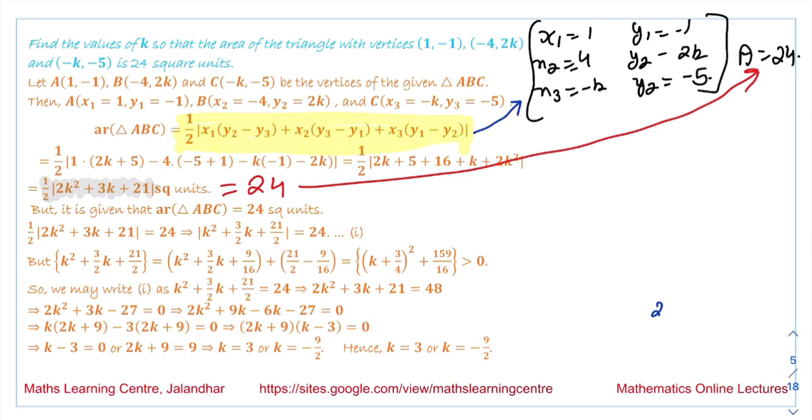So the equation we get is 2k square plus 3k plus 21 is equal to 48. Now we have to solve this equation. So we can write it in the form 2k square plus 3k minus 27 is equal to 0.